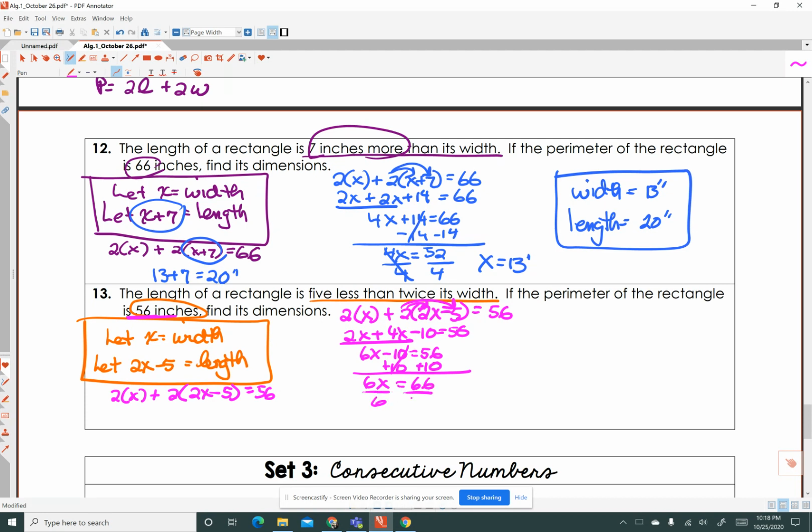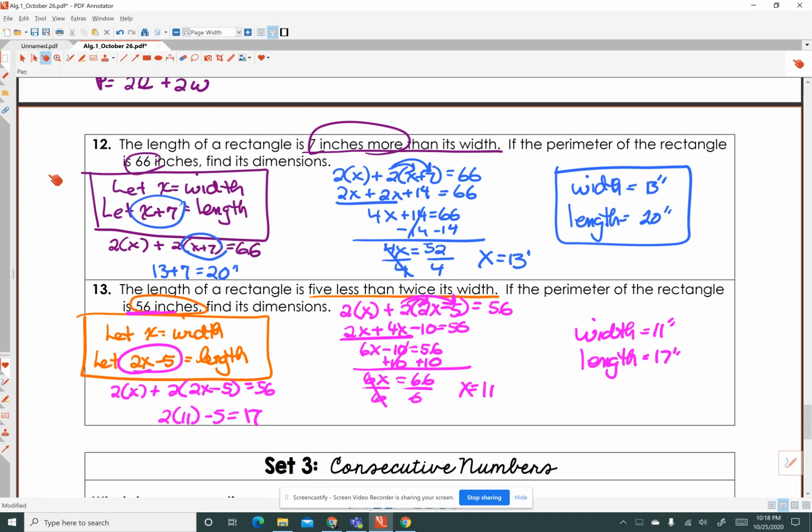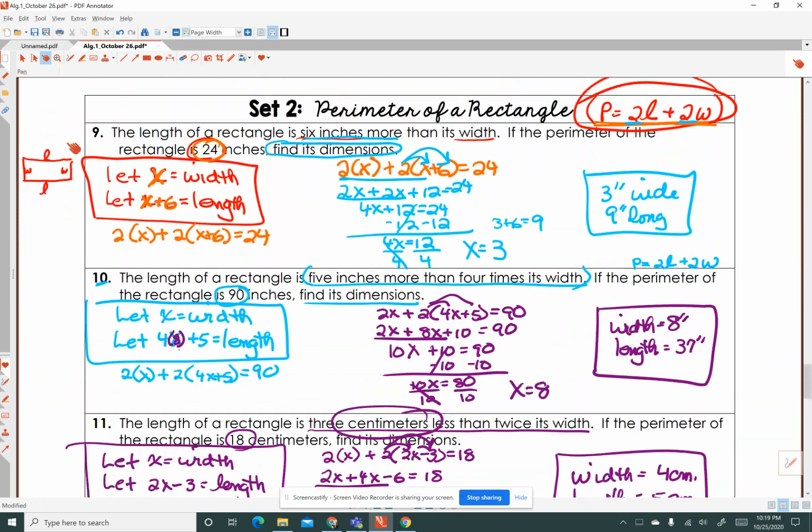Now we'll divide both sides of the equation by 6, and x equals 11. So that's the width. Okay, and now we have this formula. So 2 times 11 minus 5. 2 times 11 is 22 minus 5 equals 17. So the length equals 17 inches. So let's go back to our exit ticket.